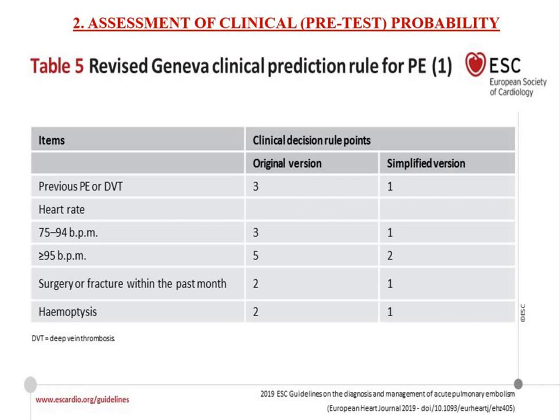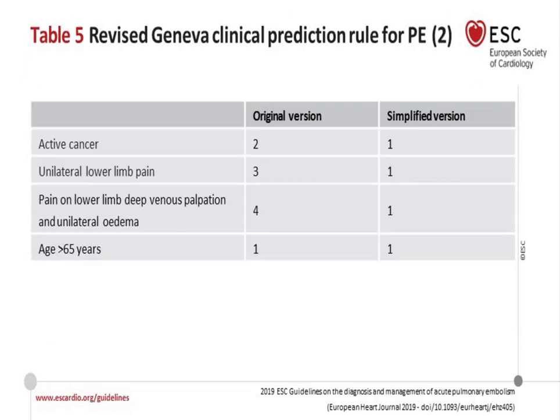However, as clinical judgment lacks standardization, several explicit clinical prediction rules have been developed. Of these, the most frequently used prediction rules are the revised Geneva rule and the Wells rule. Both prediction rules have been simplified in an attempt to increase their adoption into clinical practice. The simplified versions have been externally validated.